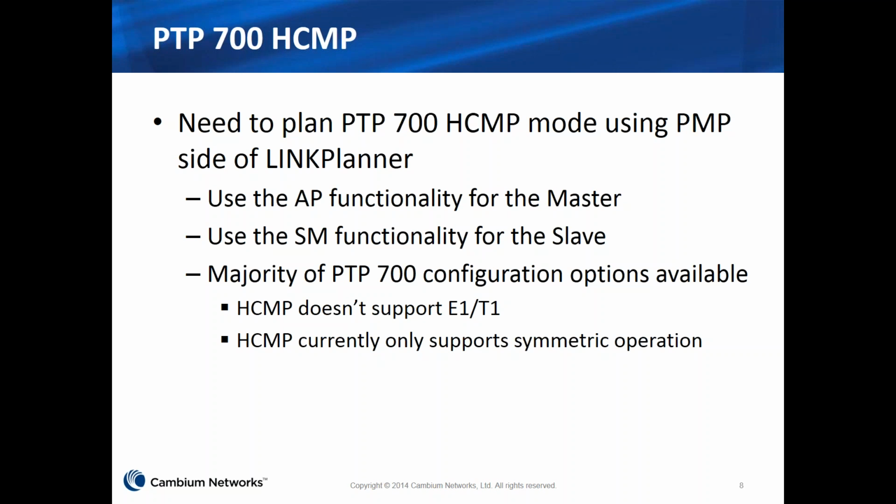It does mean that we have a slight difference in terms used between what you see on the product and what you might be used to as a PTP700 and what you see in LINKPlanner when you move to PMP mode. The product uses the master to control the connection to multiple slaves, and hence the master will be modeled in LINKPlanner as the access point. The slaves will be modeled using the subscriber modules. So, we're going to have a slight difference in terms there. You can still set up most of the same parameters in HCMP mode that you're used to doing on a PTP700. However, you can't use E1T1 traffic in HCMP mode, and in the current release it only supports symmetric operation.